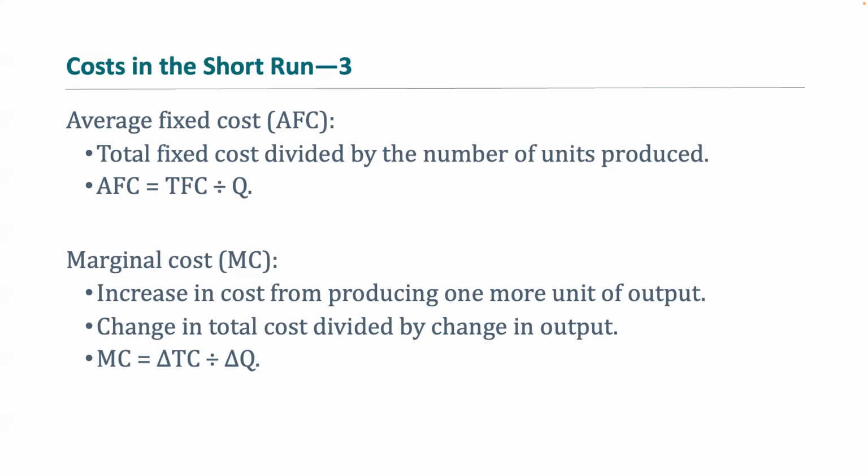So when we see this triangle in a formula, like the MC is equal to triangle TC divided by triangle Q, the triangle means change in. This is also known as a delta symbol. But anytime that we see that little triangle, it just means change in total cost. So beginning minus ending divided by change in total quantity, beginning minus ending.